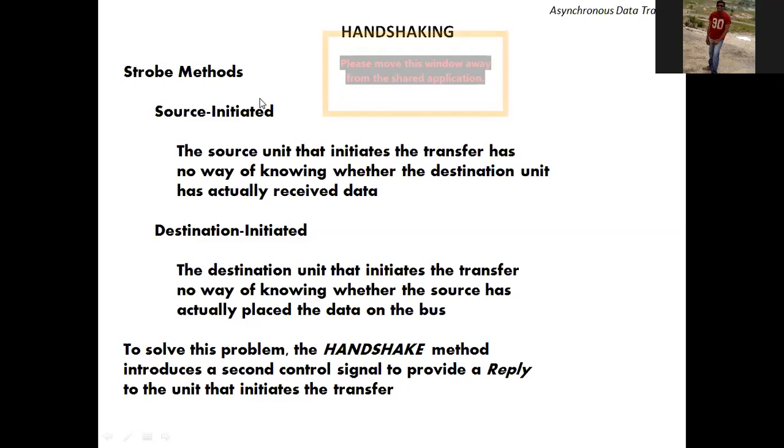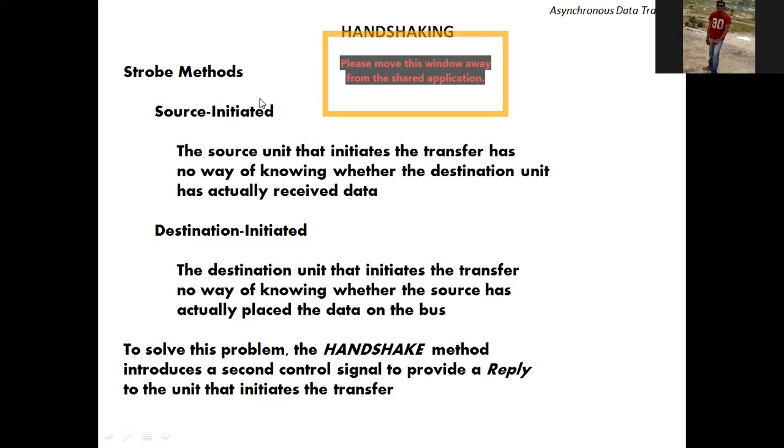In the source initiated, it will not give the proper acknowledgement after receiving the data. In the same case, destination initiated also does the same. So we are in a confused state whether the destination is receiving the data or not, we don't know. To overcome that, we came up with one more process, handshaking. The handshaking is divided into two: the first one is source initiated handshaking, and the next one is destination initiated handshaking.